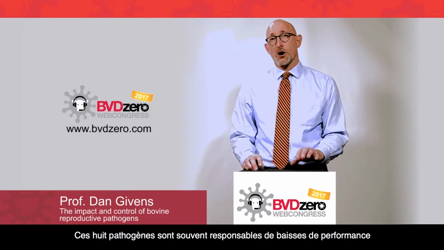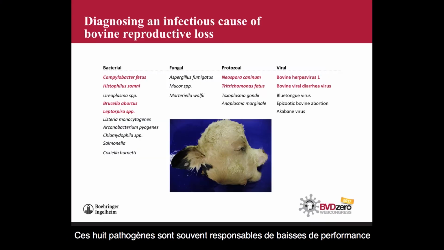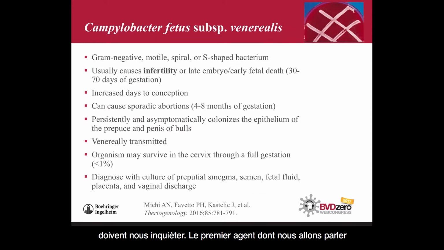These 8 pathogens often cause reproductive loss in different areas of the world, and they help to give us a full picture of the different types of agents that we need to be concerned about. The first agent that we'll talk about is Campylobacter fetus subspecies venerealis.